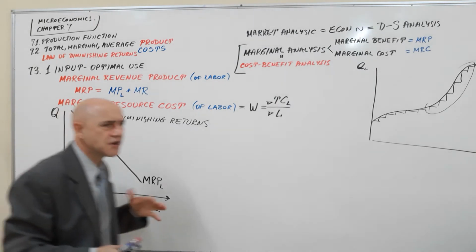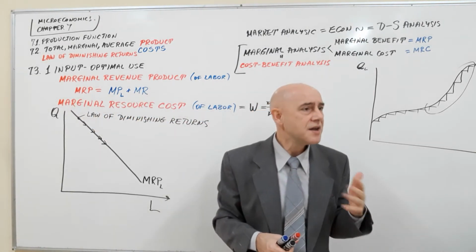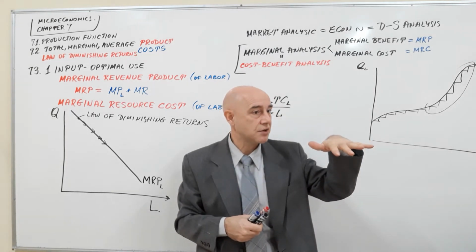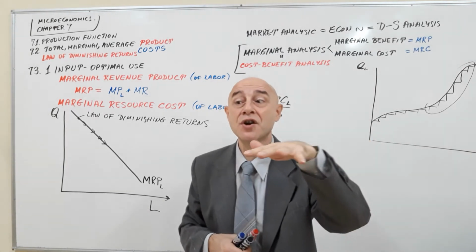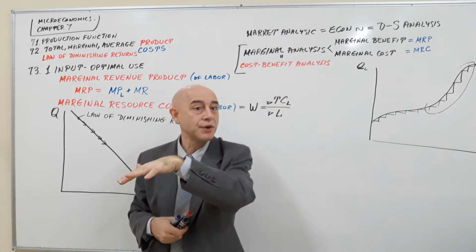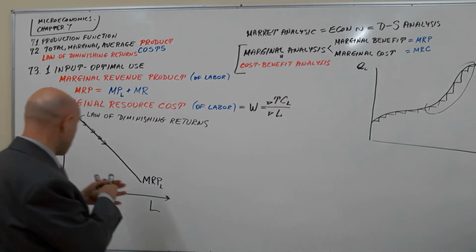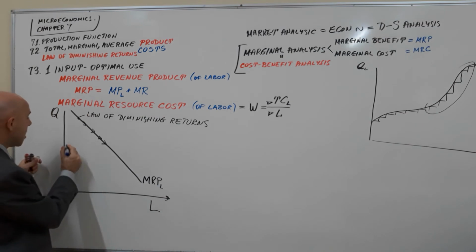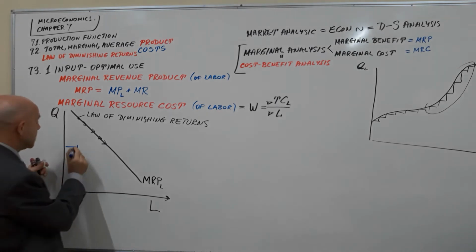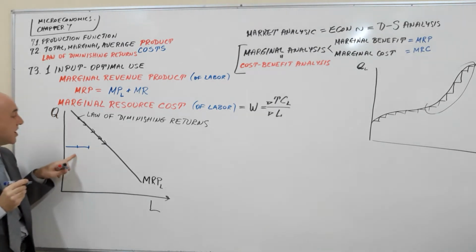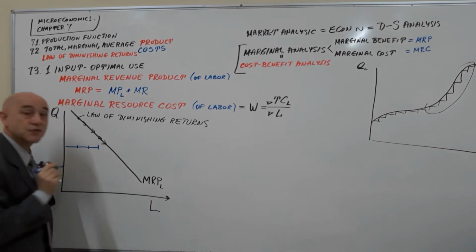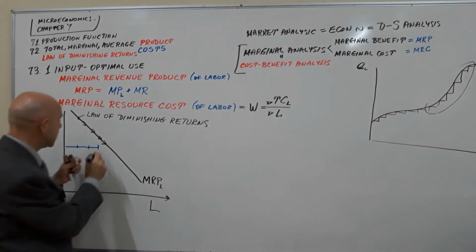And now the question is, what about the cost? Yeah, you can hire a second employee at the same salary. You can hire a third employee at the same salary. You can hire a fourth employee at the same salary. So the marginal cost for the first will be the salary. The marginal cost for the second will be the same salary. The marginal cost for the third will be the same salary.